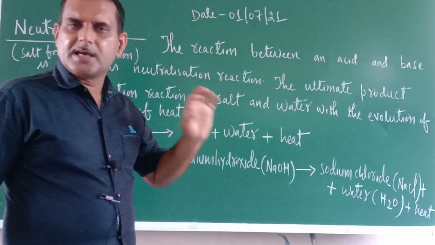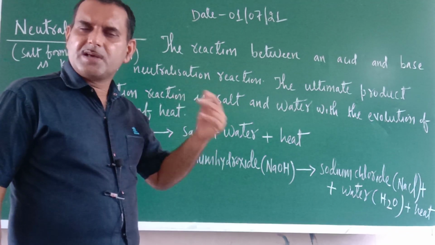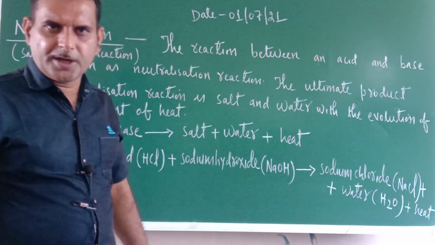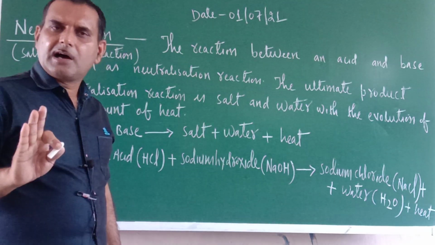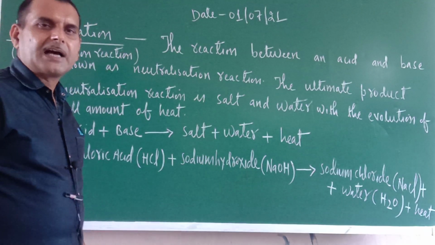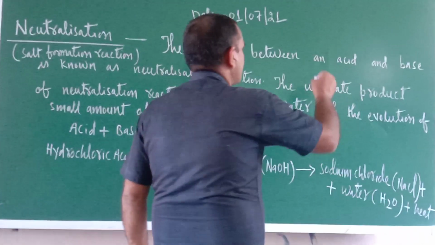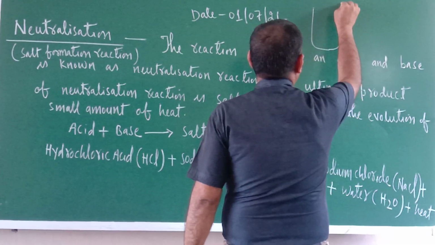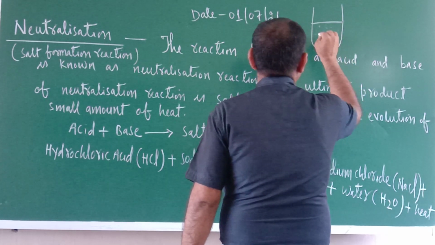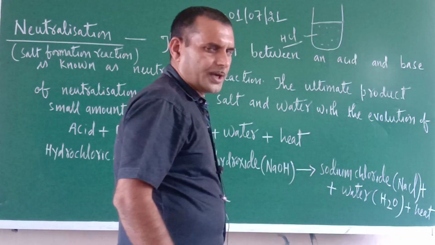Phenolphthalein is an indicator and it produces pink color in basic medium but remains unchanged in acidic medium. And what is the original color of phenolphthalein? Phenolphthalein is colorless. So now try to understand. In one test tube, just you take hydrochloric acid. Here what is there? Hydrochloric acid, HCl. That is the chemical formula of hydrochloric acid.